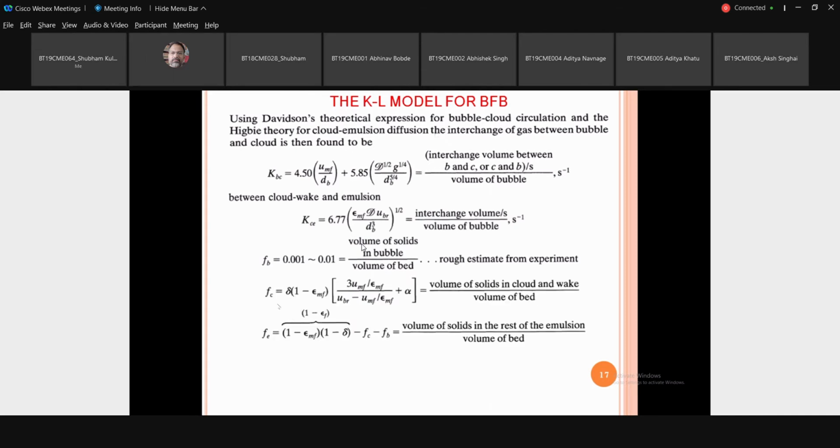Then other parameters: fraction of cloud and fraction of emulsion, that is volume of solids in cloud and wake divided by volume of bed. That means the solid in the cloud. Here, solid in the emulsion. Then F total will be FB plus FC plus FE equal to 1 minus epsilon F. And the height of the bubbling fluidized bed is equal to HF.